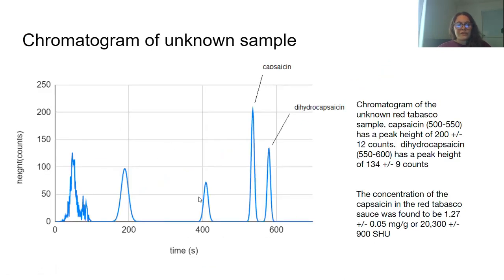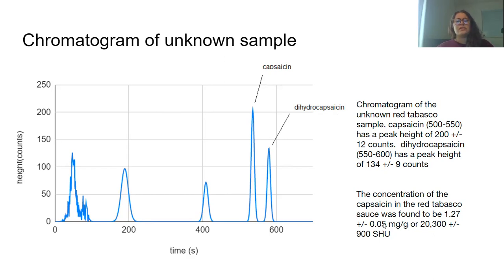So then here's the chromatogram of the unknown that we obtained, and the capsaicin showed a peak of about 200 with an uncertainty of 12, and we plugged this 200 into the Y value of our equation obtained by the calibration curve, and we solved for X to obtain the concentration. Taking into account all the dilution factors, we got a total of 1.27 milligrams of capsaicin per gram of Tabasco sauce.